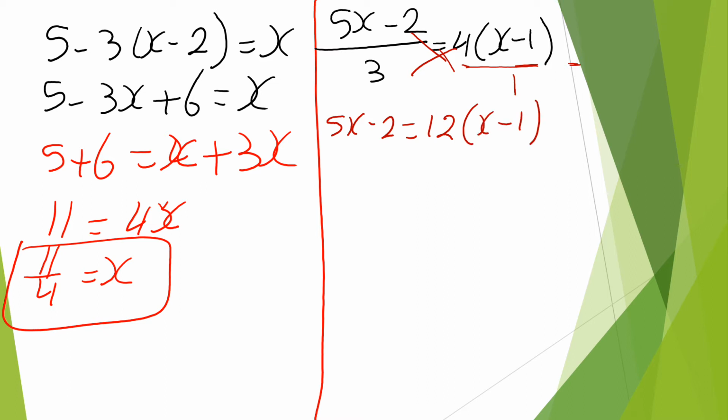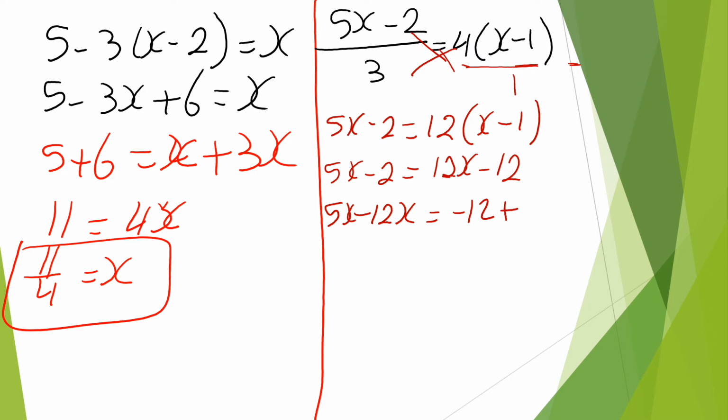Now I've got brackets, so I'll expand first. And now I'll rearrange. So I'll have the x on one side and the numbers on the other side. So I'll remove the 12x from this side to go there. And because it's positive 12, it becomes negative 12. So that's why I'll have this. I'll leave the negative 12 on here. And then I'll remove the minus 2 to move it to the other side. Rearrange it, so that becomes positive 2.